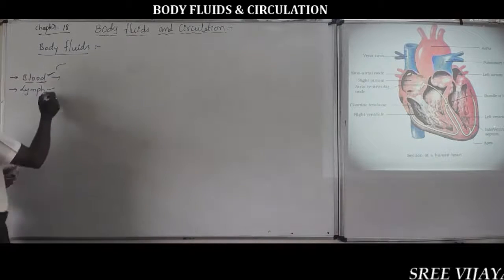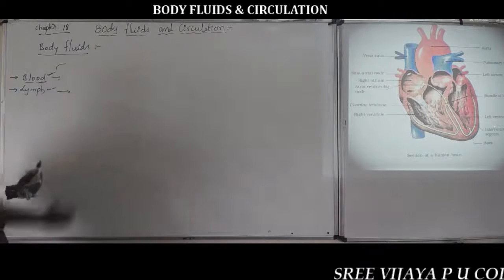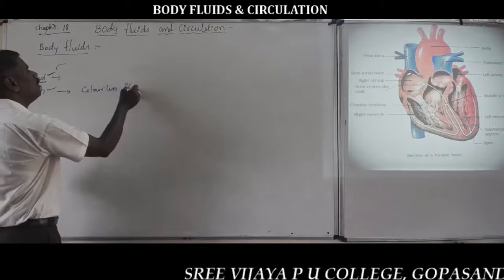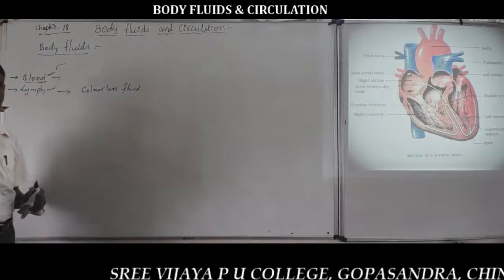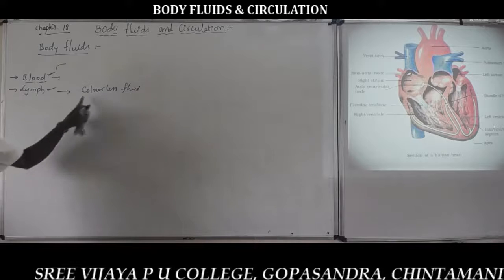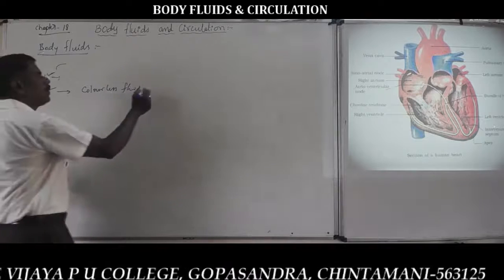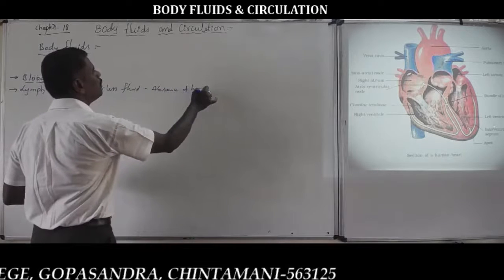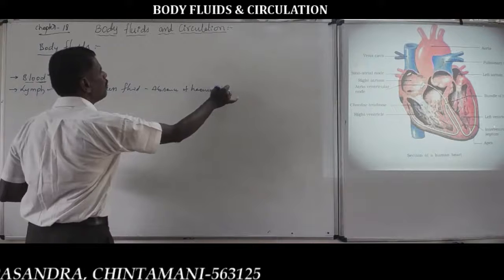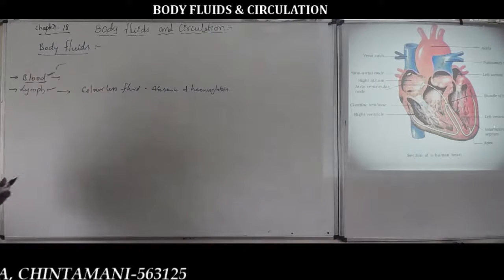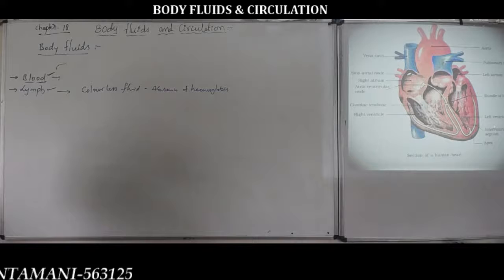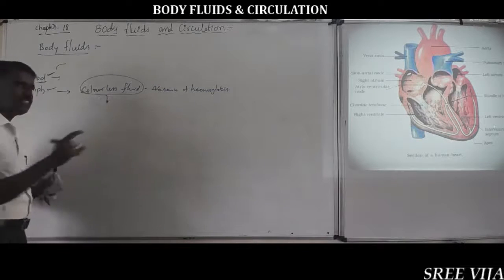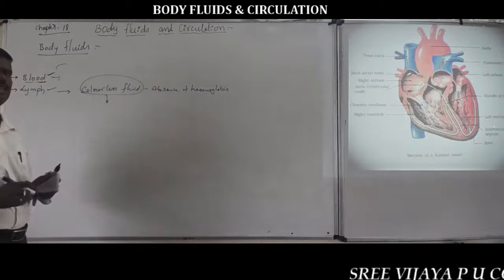So another one is the lymph. Lymph is a colorless fluid. Why is it a colorless fluid? Due to absence of hemoglobin. Absence of hemoglobin. This colorless fluid, the lymph, is secreted from the blood capillaries.